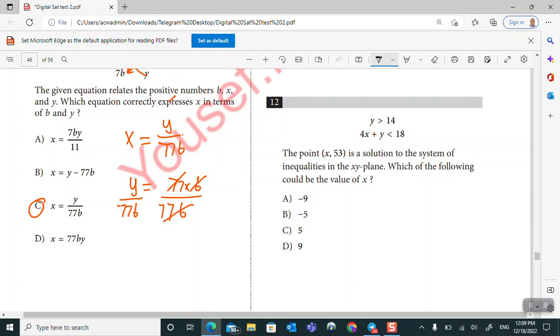The point (x, 53) is a solution to the system of inequalities in the xy plane. Which of the following could be the value of x?